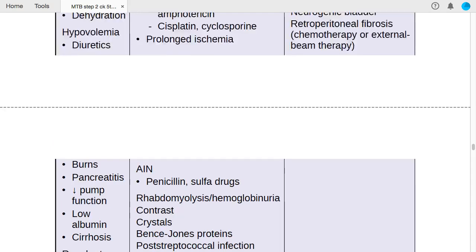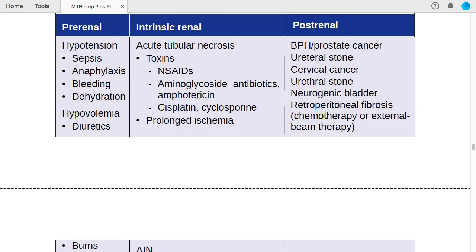Then we have the intrinsic renal causes. Intrinsic renal causes include acute tubular necrosis because of toxins. Toxins that actually cause this tubular necrosis may be the use of NSAIDs, aminoglycoside antibiotics, amphotericin, cisplatin, cyclosporine. These are all the medications that can be toxic towards the kidney and can cause acute tubular necrosis and can cause acute kidney injury. And these are considered to be the cause of intrinsic azotemia. Then prolonged ischemia can also lead to intrinsic renal disease.